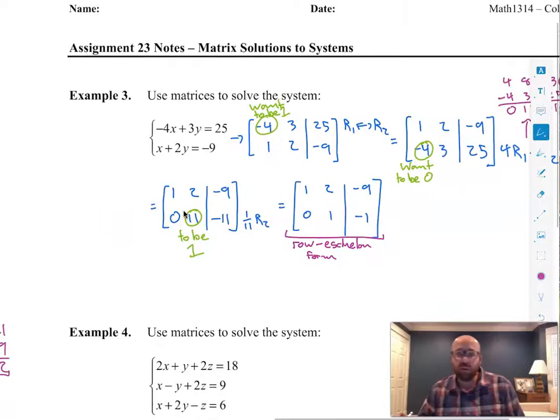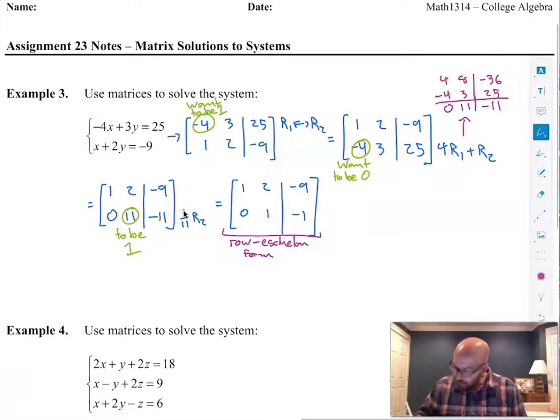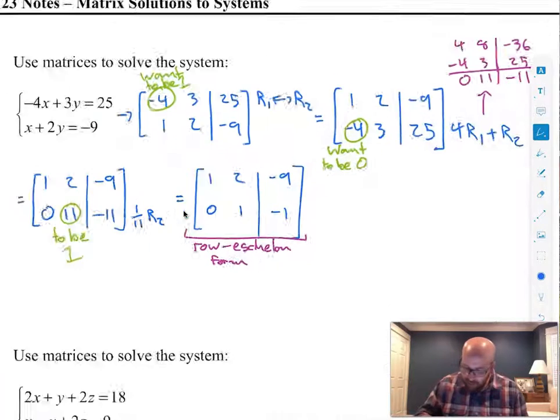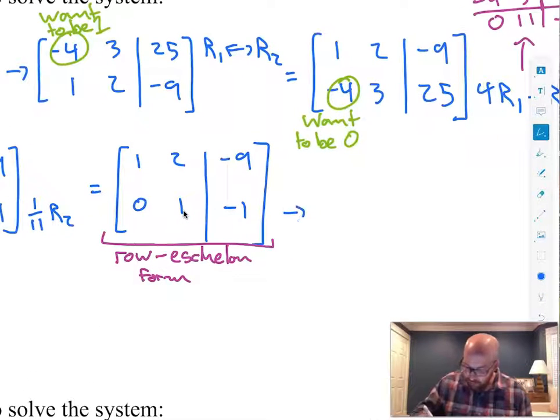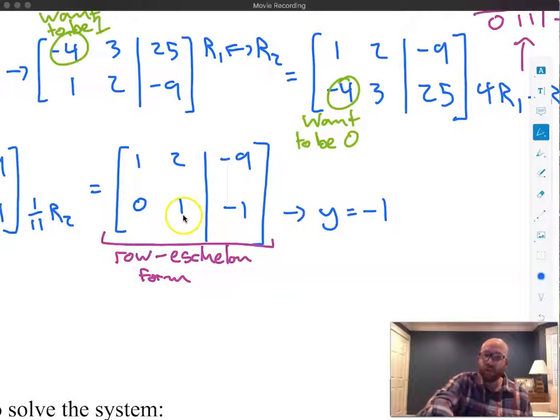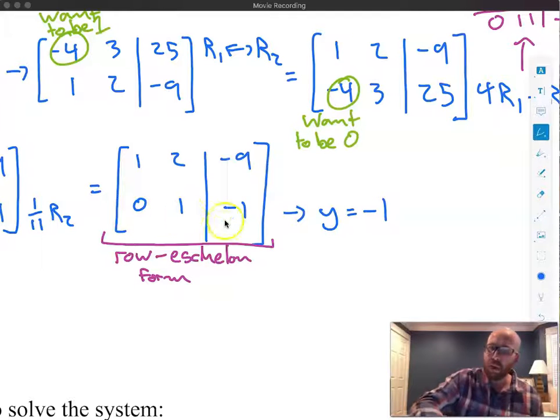Now here's where we start solving. The first thing that we can imply here is this, that y is equal to -1. We have a coefficient of 1. There is no x here. So we have 1y is equal to -1. That means y is equal to -1.